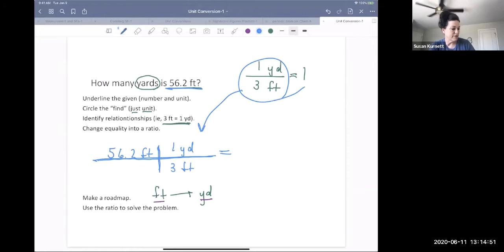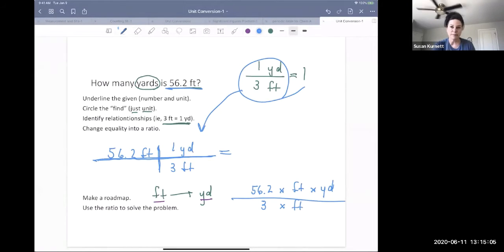So I have 56.2 as a number, times feet, times yard in the numerator, and 3 times feet in the denominator. And feet are going to cancel. And so I'll divide 56.2 divided by 3, and the units that are left are yards. I know it's super simple, but it'll get more difficult, I promise, don't worry.